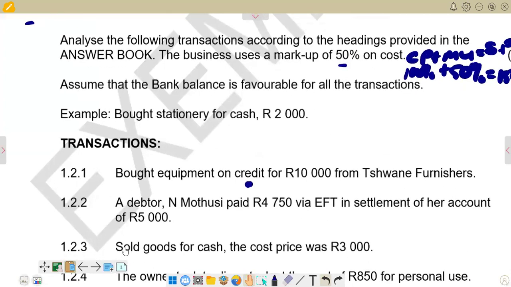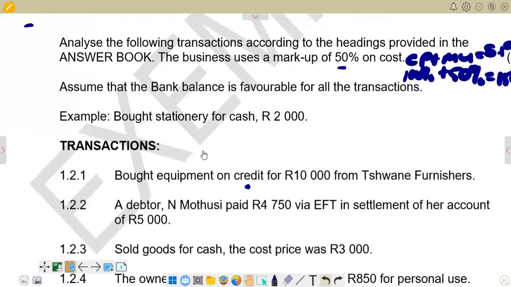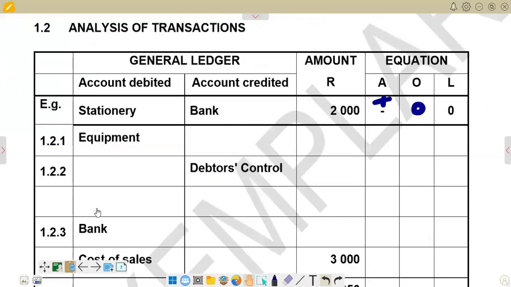On the first one, which is 1.2.1, we are going to debit our equipment, which is an asset. So we debit it, showing a positive, and then we create our creditors control. Creditors control is our liability, so when we credit a liability we also add. So we debit equipment, and then we credit creditors control.